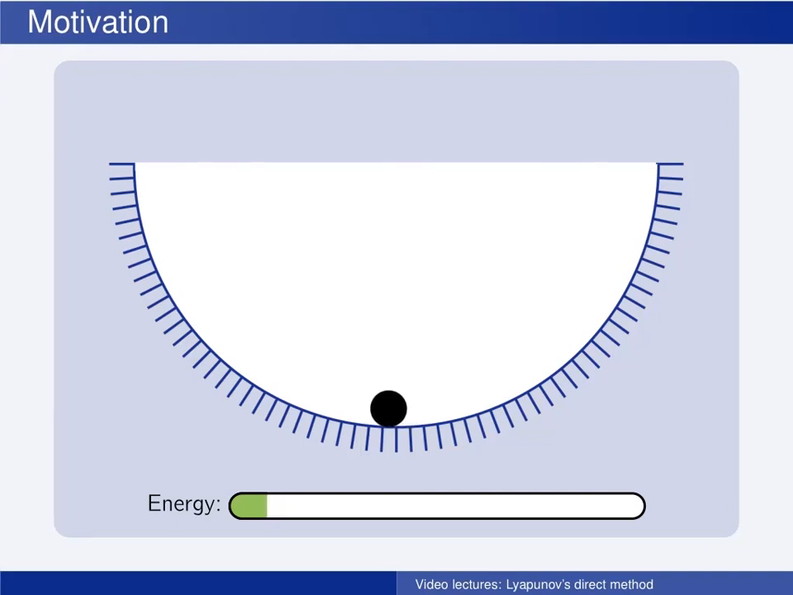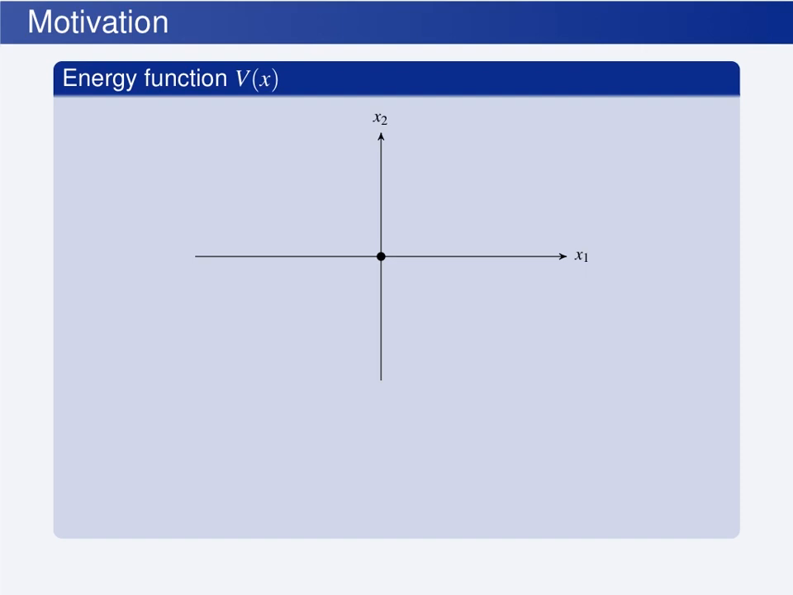Based on this observation, the idea behind Lyapunov's direct method is that it may be possible to analyze the stability properties of equilibrium points by studying the energy of the system. Consider a two-dimensional system, since this is easy to visualize. Here is the phase plane. So consider a two-dimensional system which has an equilibrium point at the origin.